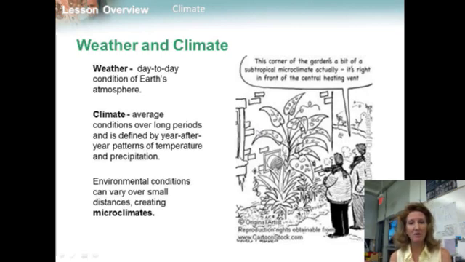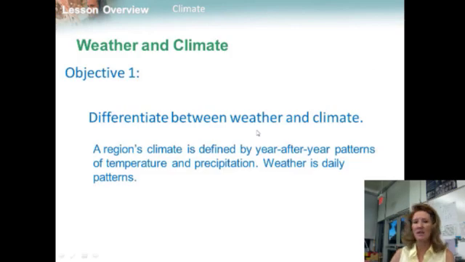For example, in the northern hemisphere, south-facing sides of trees and buildings receive more sunlight and are often warmer and drier than north-facing sides. These differences can be very important to many organisms. So objective 1, sweet and simple, is differentiate between weather and climate. A region's climate is defined by the year-to-year patterns of temperature and precipitation. Weather is daily patterns.